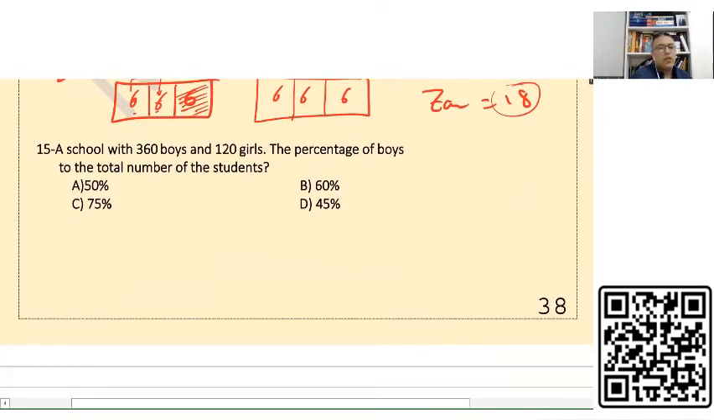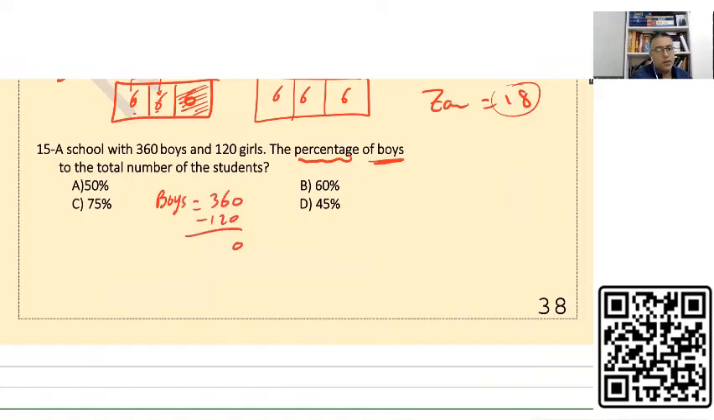A school with 360 boys and 120 girls, the percentage of boys. So I need to figure out the number of boys first, which is 360 minus 120, which is 240. So how can I figure out the percentage? By dividing the number of the boys by the total and multiplying this by 100.